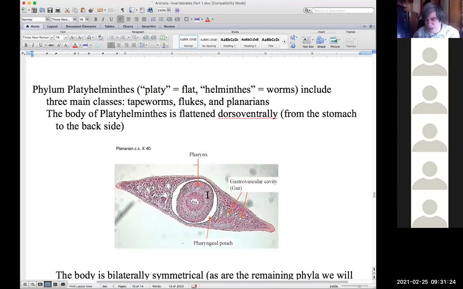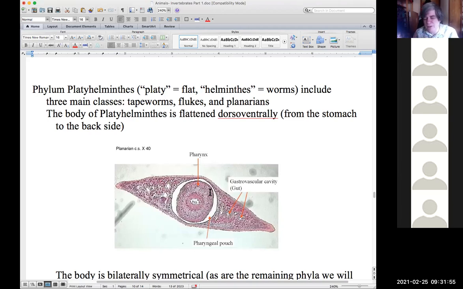And we can see the pharynx. Notice the pharynx has a hollow area on the inside. The pharynx is a muscular organ. And at least in planaria, they can actually push their pharynx out of their mouth. The advantage of this is that when they push this muscular organ out of their mouth, they can use it kind of like a vacuum cleaner hose, and they can suck up debris around them.